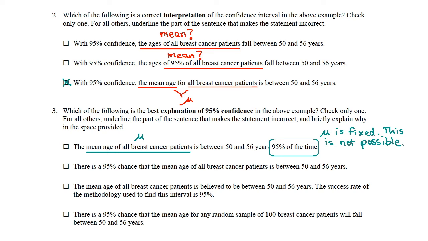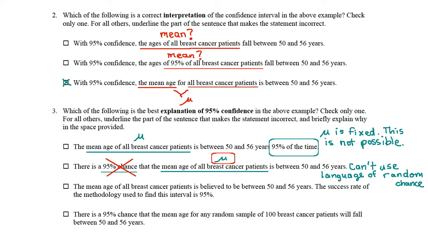Now this next one says there is a 95% chance that the mean age of all breast cancer patients, so we see that again this is about mu, is between 50 and 56 years. Well, again, we're going back to that language of when we can use probabilistic language and when we cannot. We are never allowed to use that probabilistic language of random chance when we're talking about a population parameter, such as mu. So this statement is also incorrect.